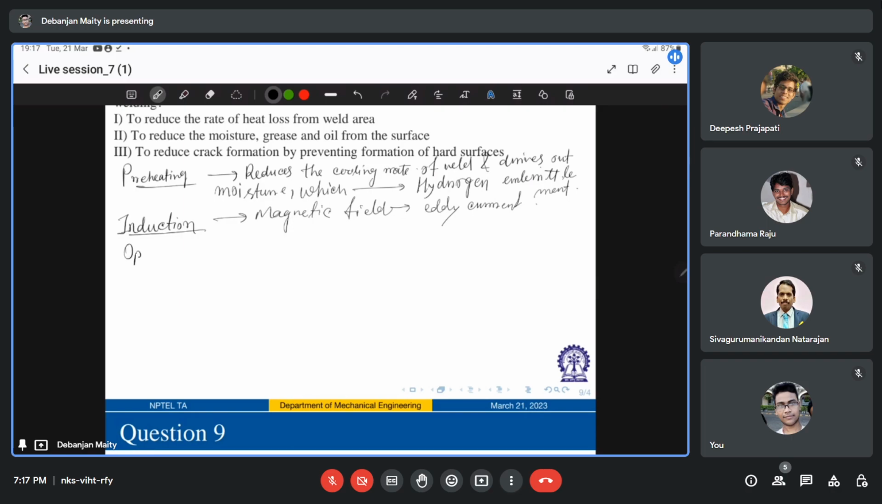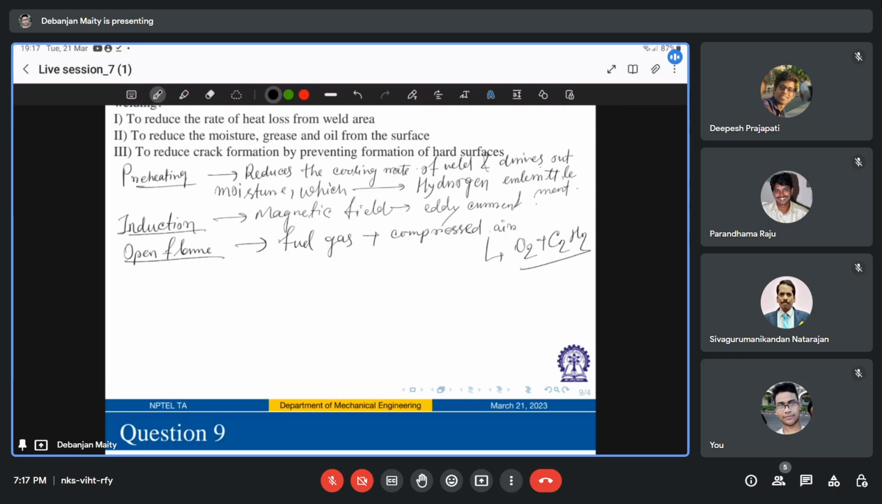And then you have open flame heating. So you can use some fuel gas plus compressed air, like you do in gas welding, right? So you mix oxygen and acetylene and generate a flame, and depending on your ratio of oxygen and acetylene, there will be a neutral flame, oxidizing flame, or carburizing flame, right?